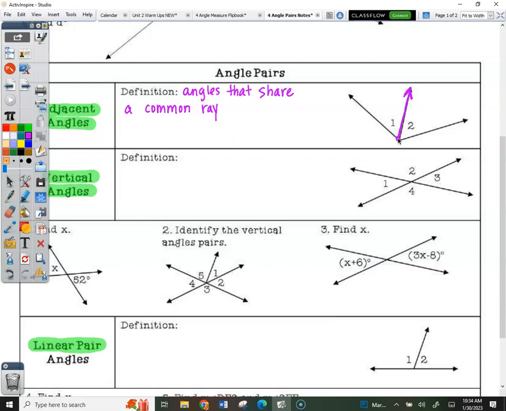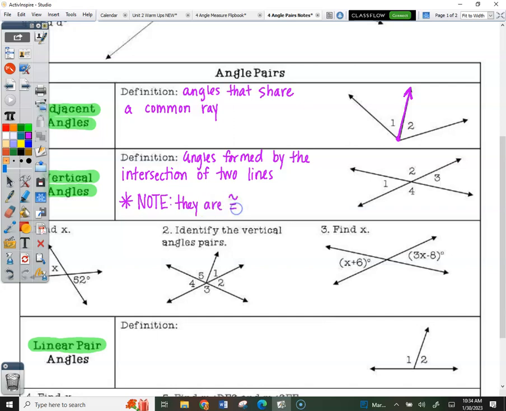Next vocab word, and this one is the most important. Vertical angles. It is angles formed by the intersection of two lines. And then right here in big letters, I want you to put note. They are congruent.